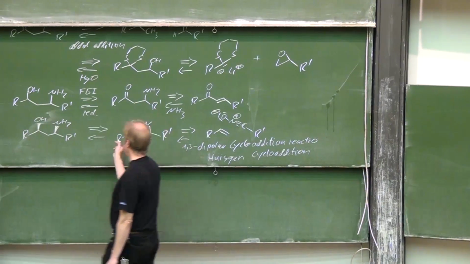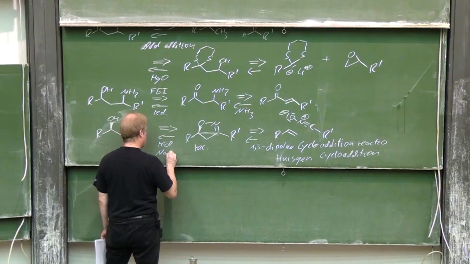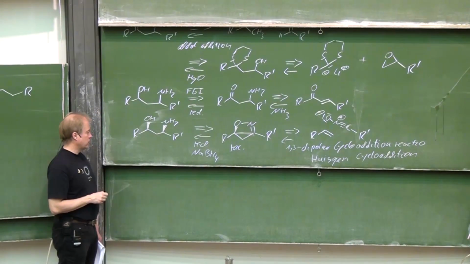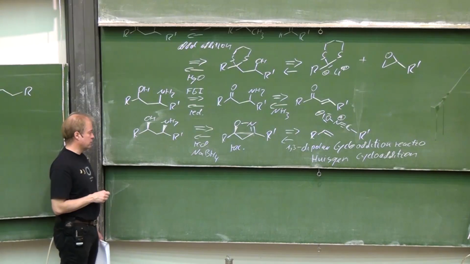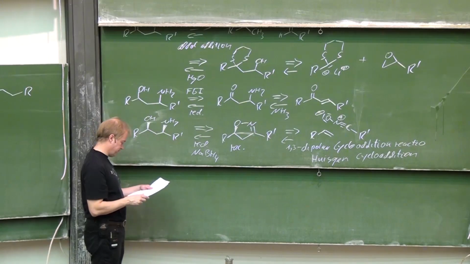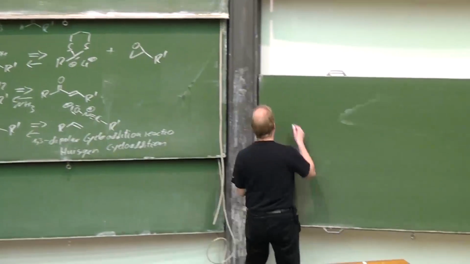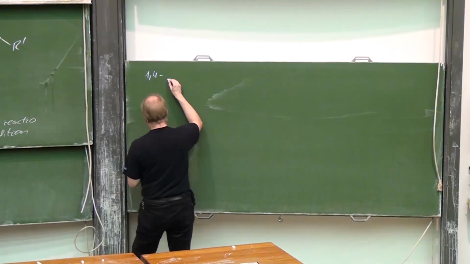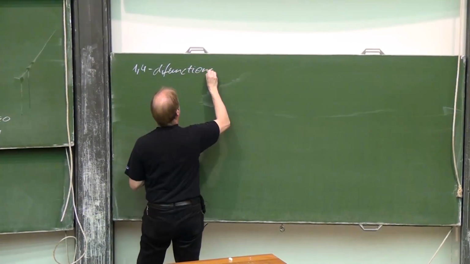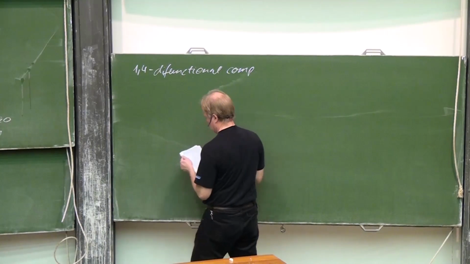So the final step is just reduction, for instance, by sodium borohydride has sufficient reactivity for this simple transformation. 1,4 difunctional compounds.